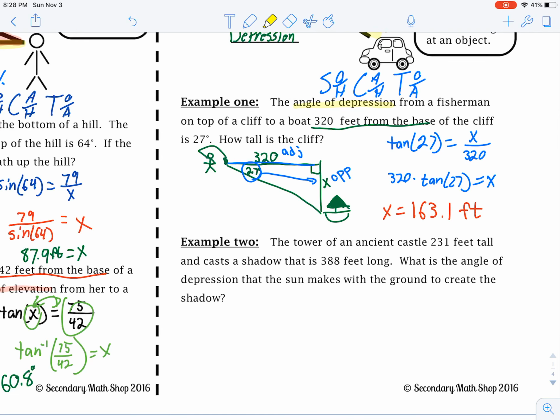All right, so example 2 says a tower of an ancient castle is 331 feet tall and casts a shadow that is 388 feet long. What is the angle of depression that the sun makes with the ground to create the shadow? Okay, our vocabulary word was angle of depression. So we're going to draw our angle of depression triangle.